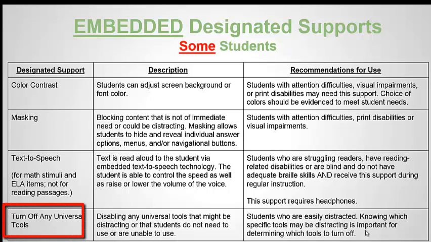Turning off any universal tools disables any tools that might be distracting, that students do not need to use, or those that they are unable to use. Students who are easily distracted may be overwhelmed by some of the universal tools. Knowing which specific tools may be distracting is important for determining which tools to turn off.